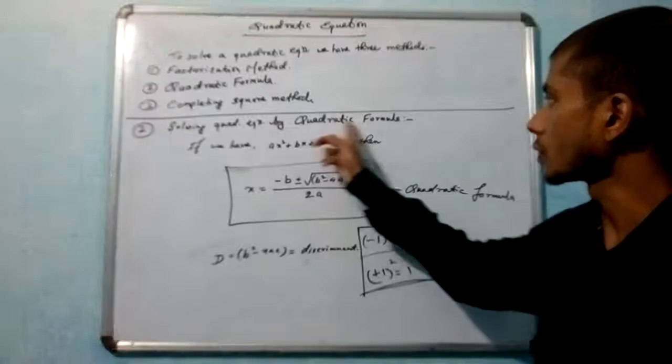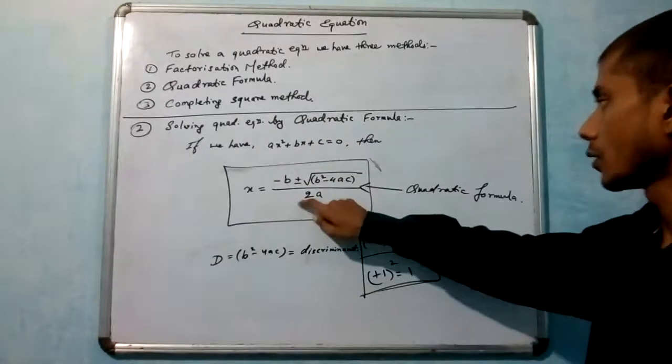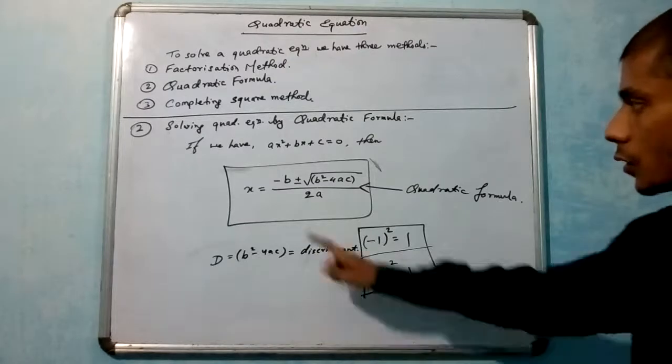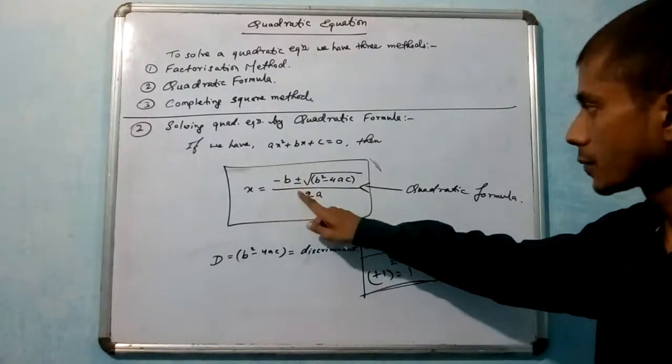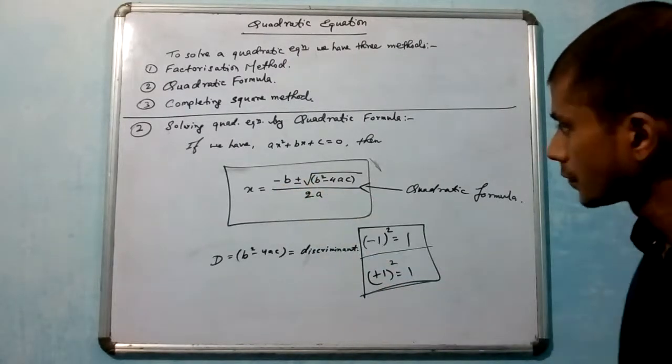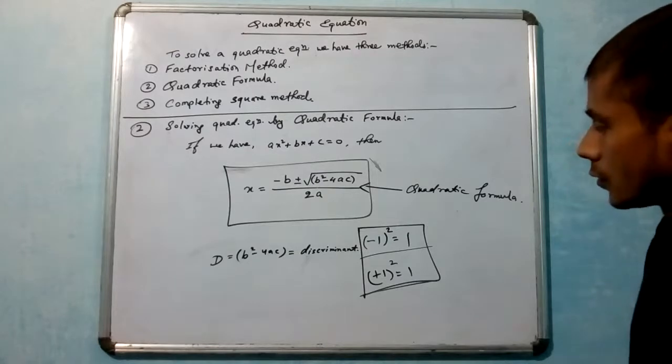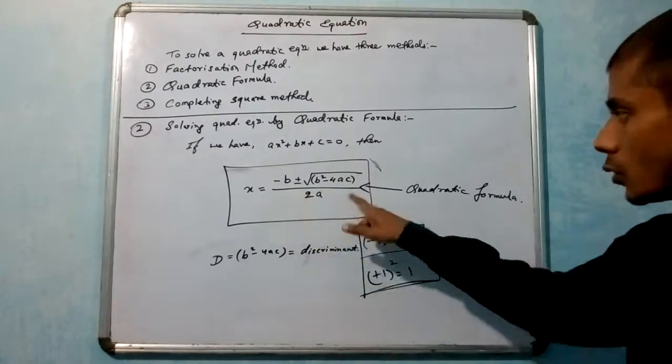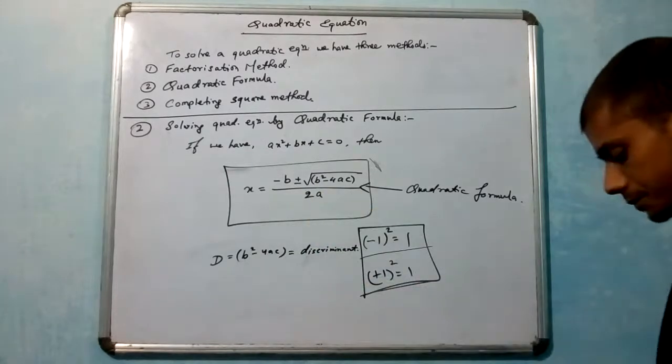So here is the quadratic formula. Okay, and this is the formula. Clear? What is the formula? Repeat. Minus b plus minus of root of b square minus 4ac, the whole divided by 2a. Okay, fine.